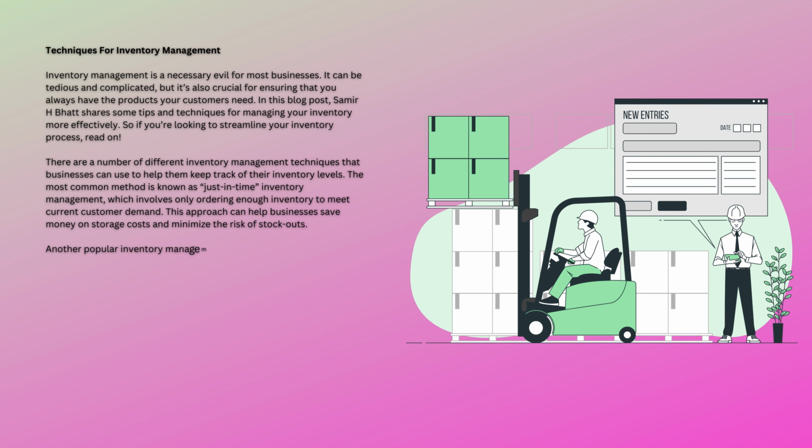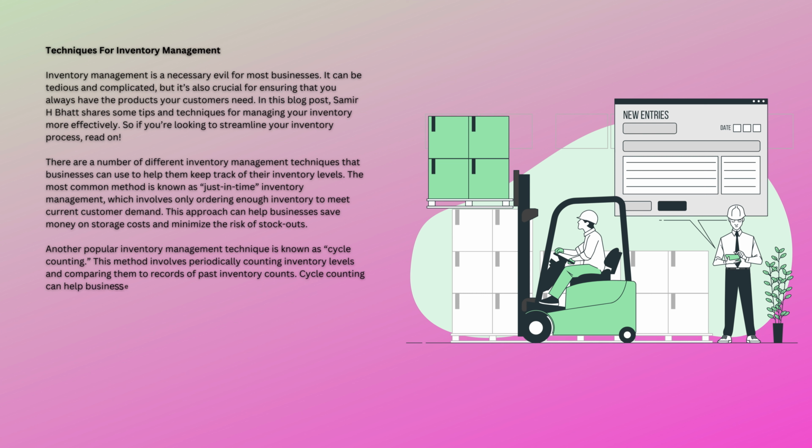Another popular inventory management technique is known as cycle counting. This method involves periodically counting inventory levels and comparing them to records of past inventory counts. Cycle counting can help businesses identify errors in their inventory records and make adjustments accordingly.